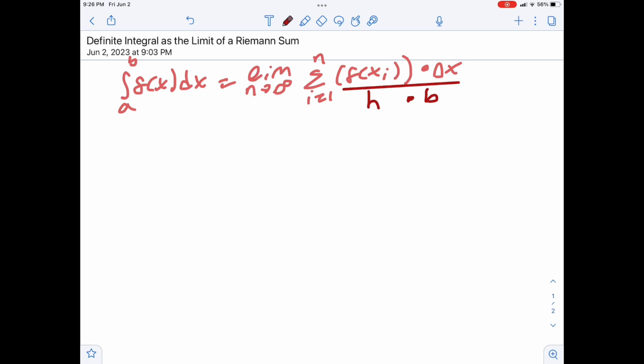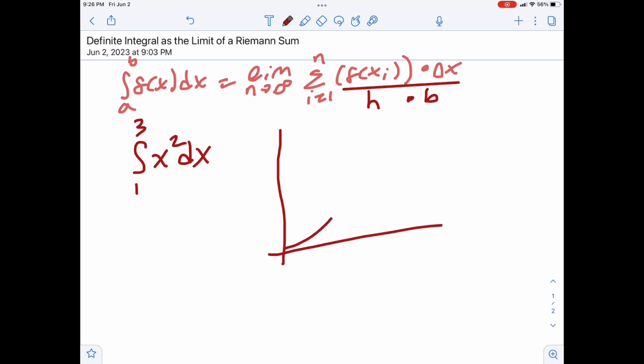So I'm going to say the integral from 1 to 3 of x squared dx, and I want to basically write that as the limit of a Riemann sum. So first, I'm just going to sketch this integral. So if I draw the first quadrant, that would be what this parabola looks like. And I want to find the area under this parabola from 1 to 3. So this green shaded area is what I want to find.